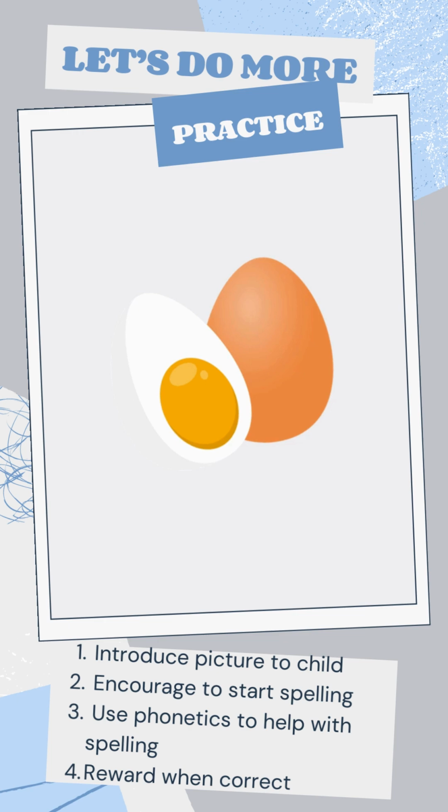We have, what is this oval shape? Good, it's an egg. How do we spell egg? E, G, G. Egg. Great. Last one.